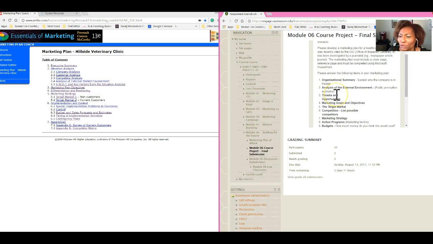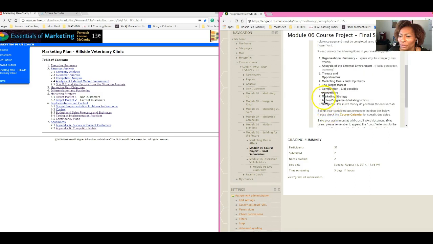You are going to include an organizational summary, an analysis of the external environment, threats and opportunities, marketing goals and objectives, the target market, the list of possible competitors, talk about your marketing strategy as well as marketing tactics, and the budget. How much money do you think this is going to cost you?